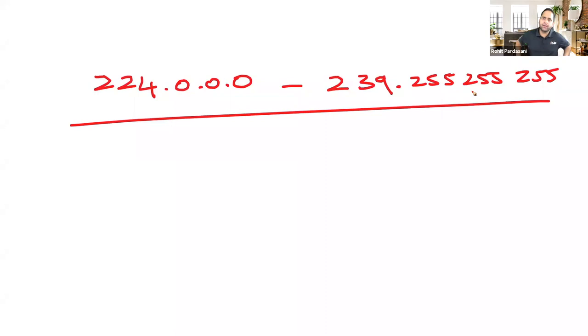Obviously, there are Multicast addresses which are reserved, like the host Multicast address or the Multicast address for OSPF, EIGRP or RIP. So there are reserved Multicast address spaces within this scope. But there are a lot of Multicast addresses that you can use for streaming.